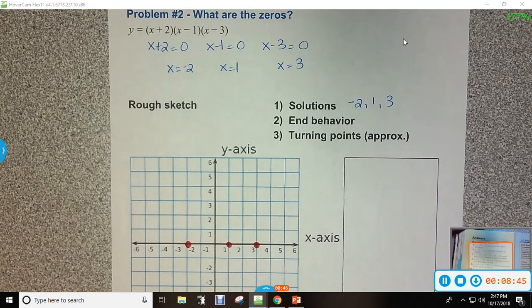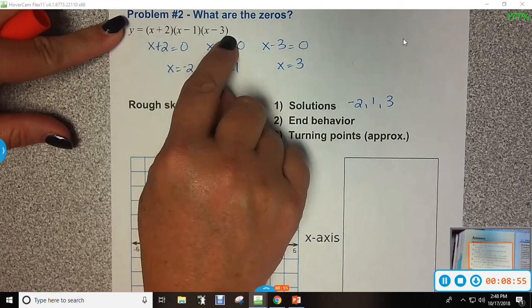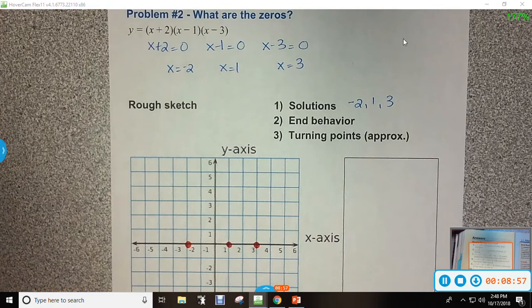Alright, so now let's see if we can figure out end behavior. To figure out end behavior, I could take and multiply all of these together so that it's in standard form, and then I just look at the very first term. Anybody have an easier or better way to do that, Eugene? Just look at the first parentheses and see if it's positive and then on the outside.